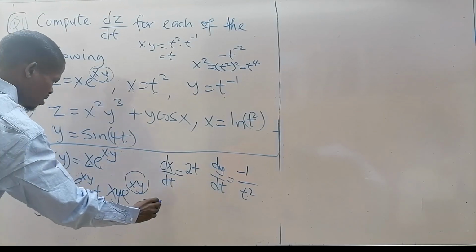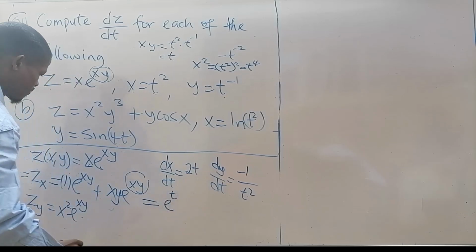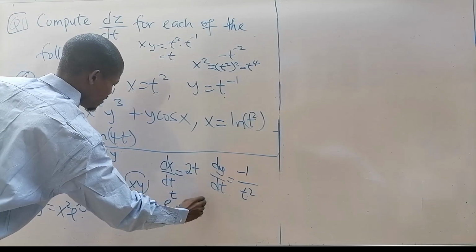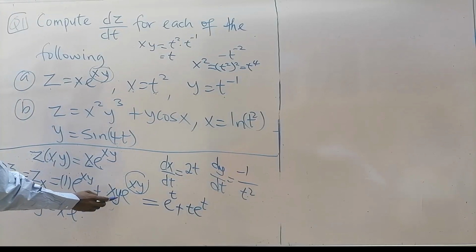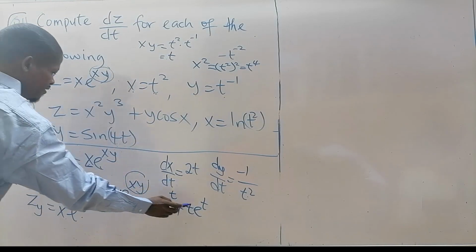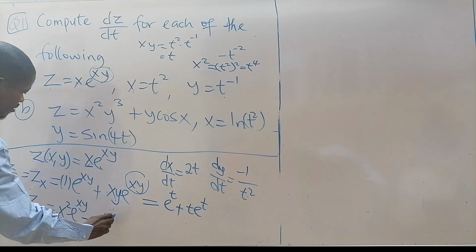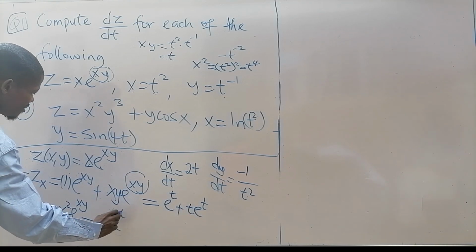It's going to give us what? e to the power t plus t e^t. xy is t, xy is t. And this one will become what? This one will be x squared, that's t⁴ times e to the power t.